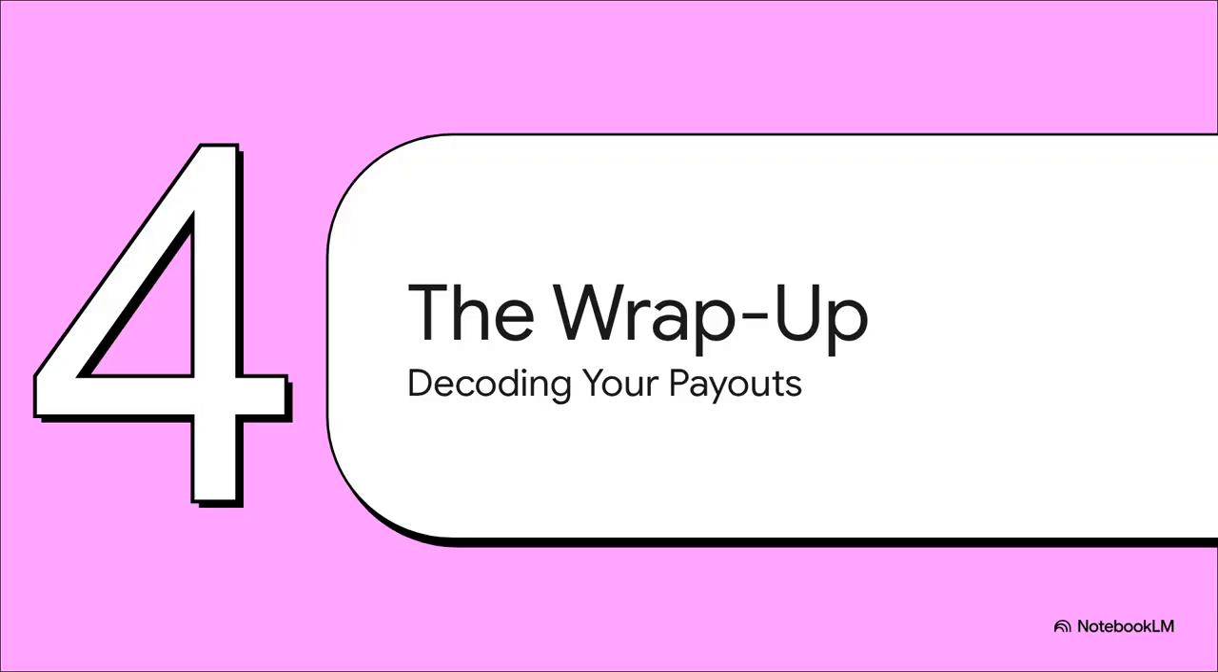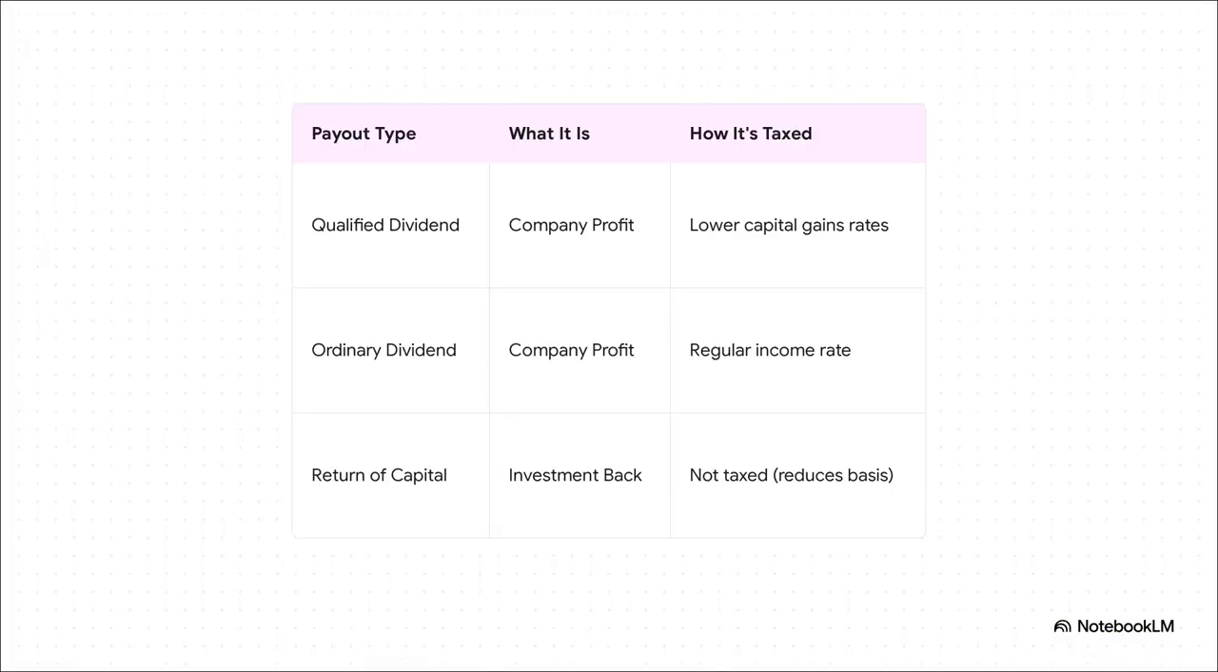All right, we've gone through all the big pieces of the 1099-DIV puzzle, so let's put it all together now in one quick, simple wrap-up. Think of this as your go-to cheat sheet. First up, you've got your qualified dividends. That's company profit, and it's taxed at those nice low capital gains rates. Then you've got your regular ordinary dividends. Still company profit, but this time it's taxed at your higher regular income rate. And finally, that return of capital. That's just getting your own investment money back. Not taxed today, but it does lower your cost basis for when you sell later on.